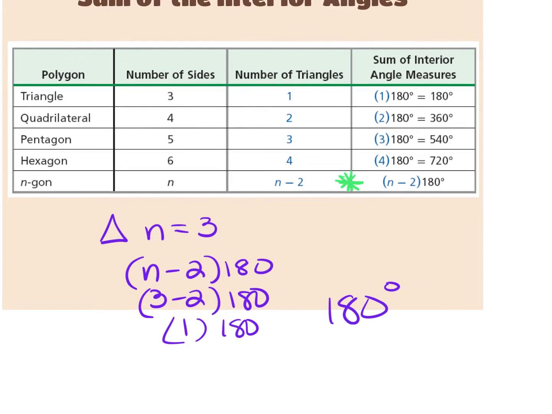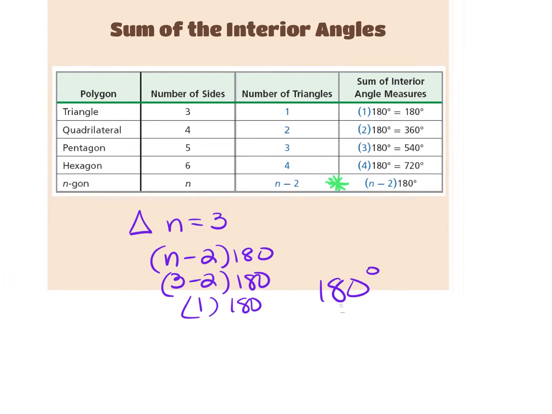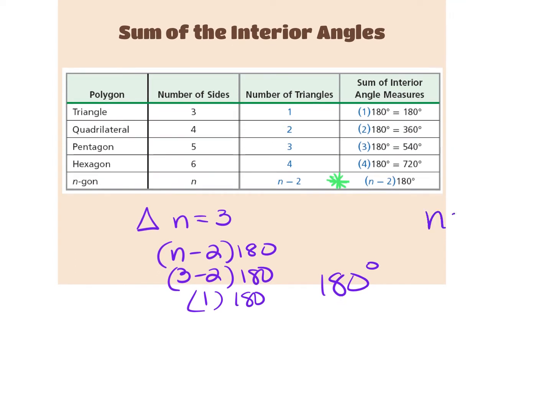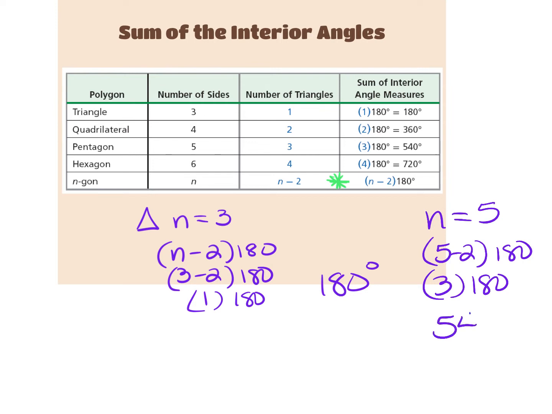Let's say we have a pentagon. So a pentagon has 5 sides. 5 minus 2 times 180. 3 times 180. And that sum of the angles of a pentagon is 540.